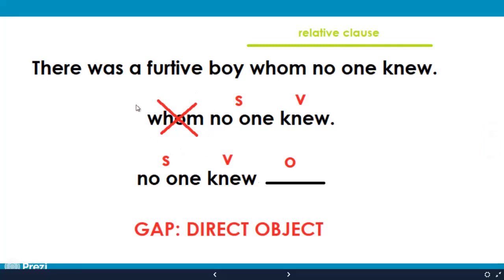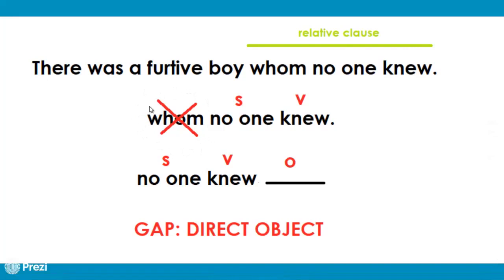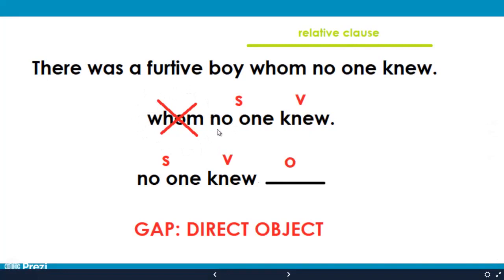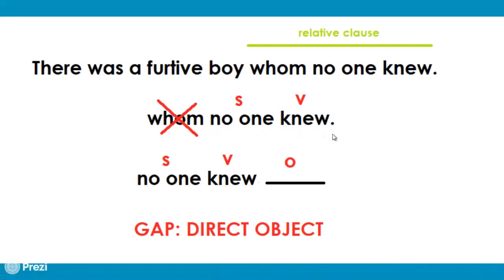So we erase the relativizer whom, in which case we still have a subject, no one, our verb, knew, which is in this case a transitive verb. And remember that what follows transitive verbs is the object of the clause. In this case, the missing element is the direct object. No one knew who, the furtive boy or the boy.